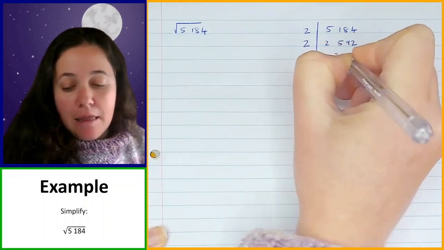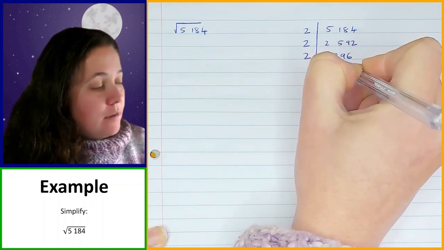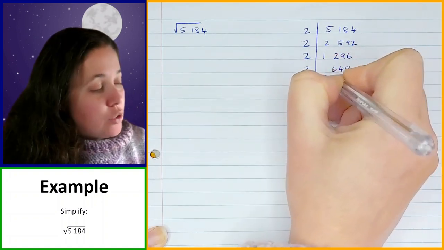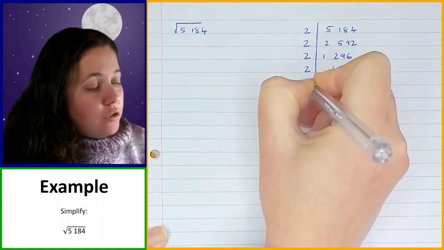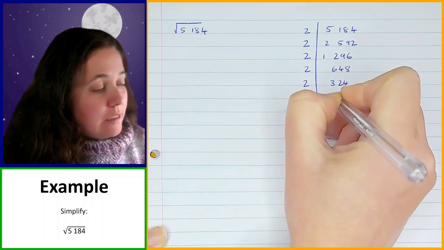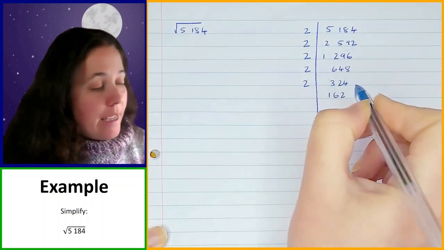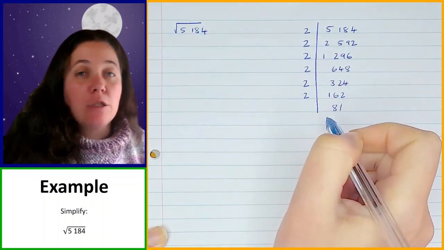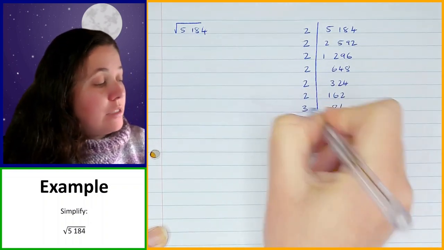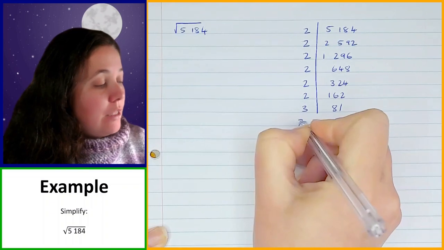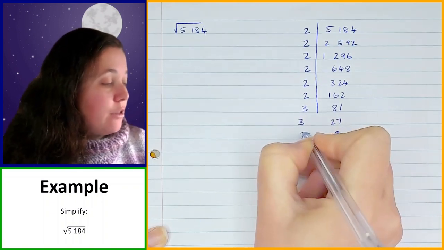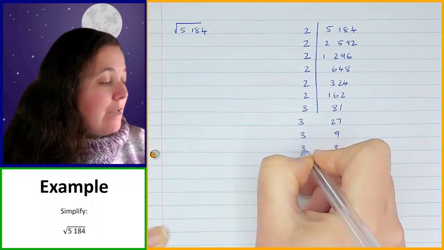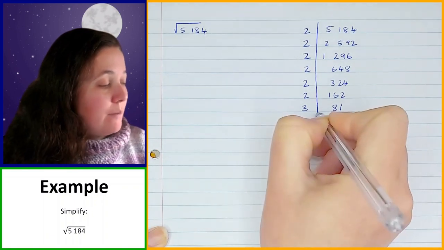2 goes in there again, that gives me 648. 2 goes in again, that's 324. 2 goes in again, that is 162. Then 2 goes in again, and that gives me 81. Then 2 doesn't go in anymore because it's not even anymore. So now 3 goes in, and that gives me 27. Then 3 goes again, that's 9. 3 goes in again, that gives me 3. And finally, 3 goes in one more time, and that gives me 1.